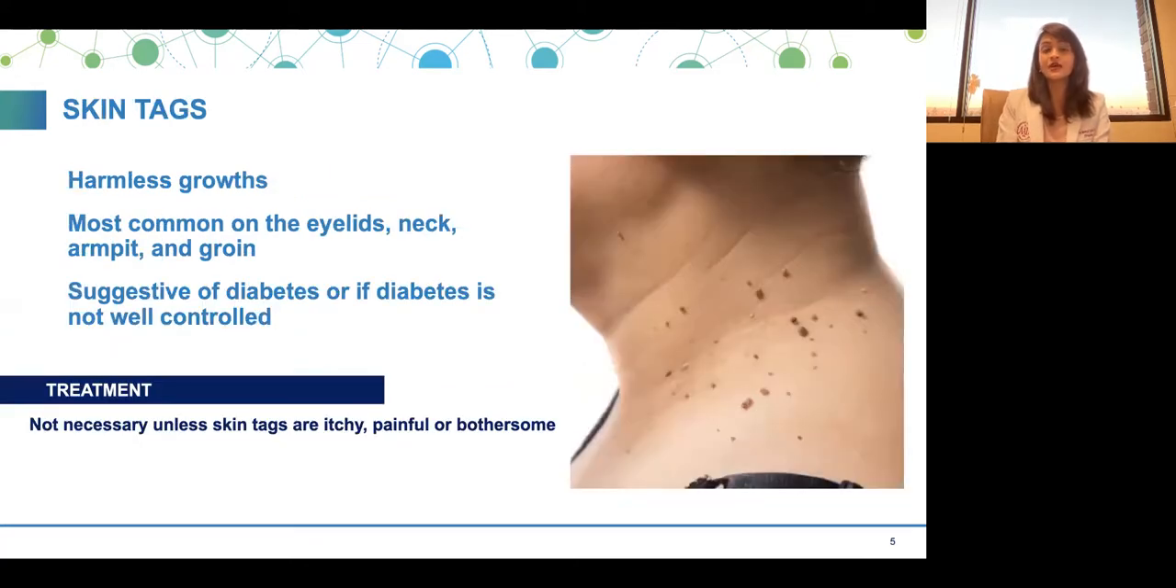Second, I want to talk about this very, very common growth that we see in patients. These are called skin tags, and they're usually harmless. They're very common along the neck, the armpit, or even the groin. And if a patient comes in with way too many skin tags, then I do start to think, is there any possibility that they have an underlying diabetes that they might not be aware of?